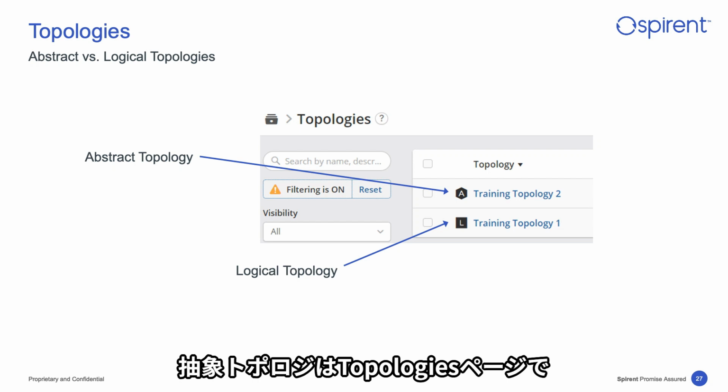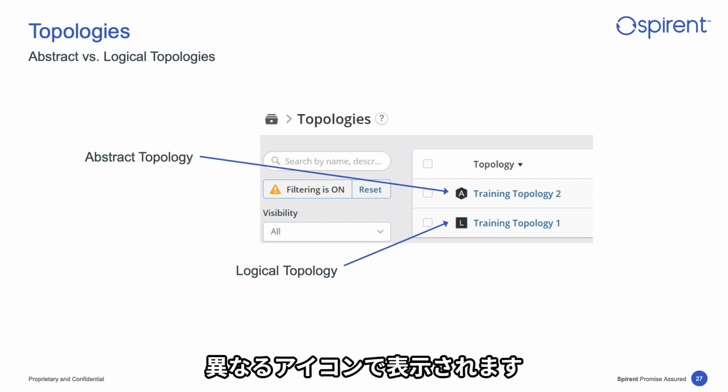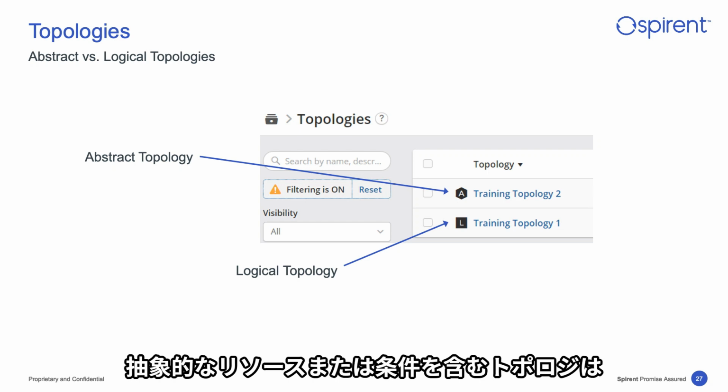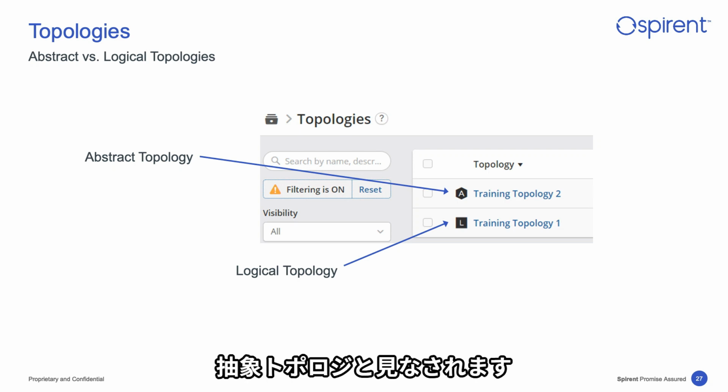Abstract topologies will have a different icon on the topologies page. Any topology that contains an abstract resource or condition is considered an abstract topology.